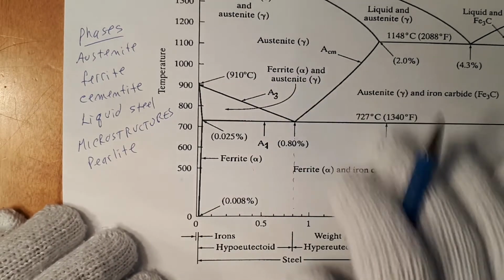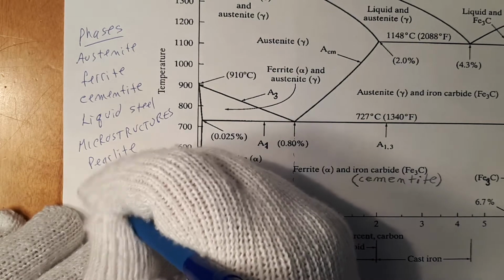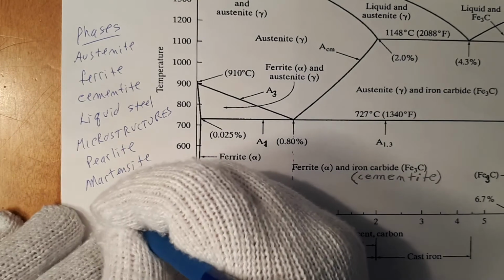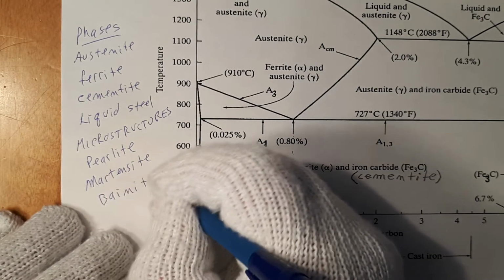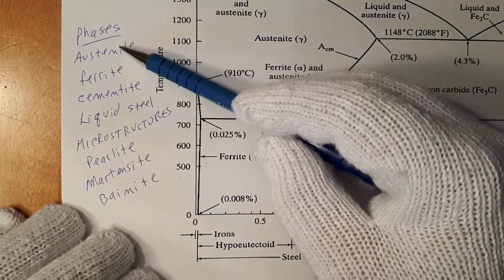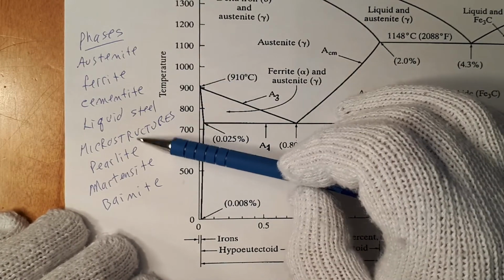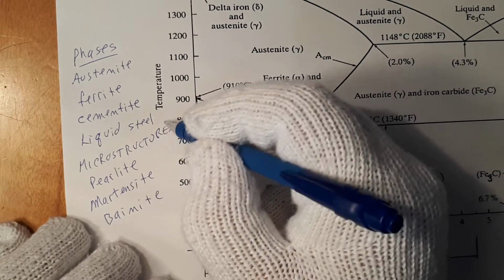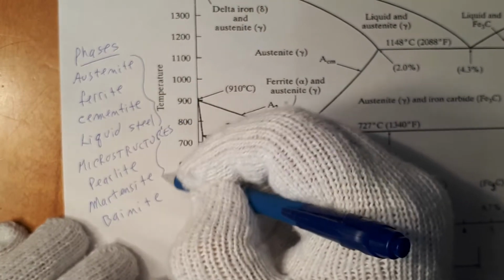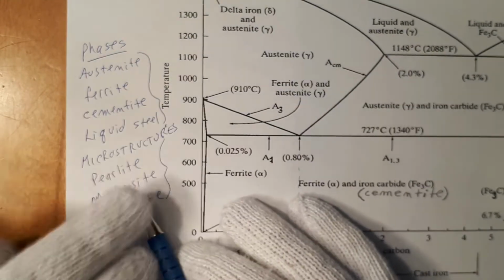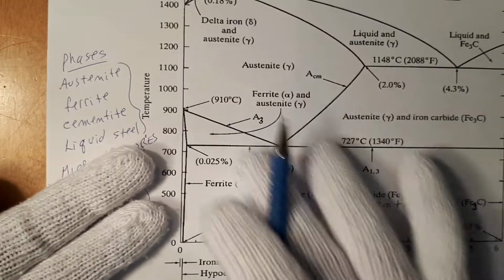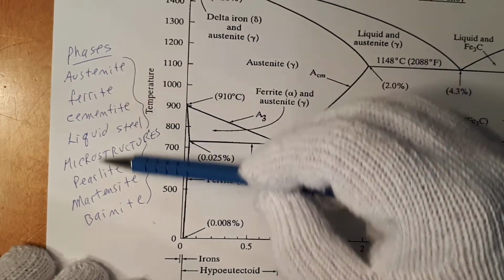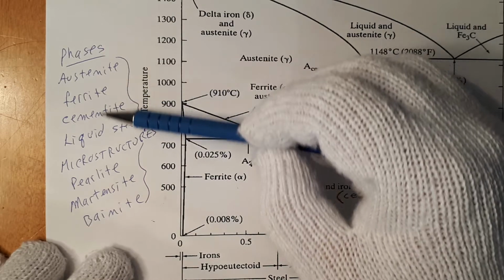Other microstructures which are not on this diagram are martensite, and another one would be bainite. Again, they're not on this diagram. These are microstructures and these are phases. Everything comes under the heading of microstructures. So microstructures here includes all of this. These are all microstructures, but only these are phases, which are a part of this diagram. I'll repeat that. Microstructures is everything, but phases are only these items.